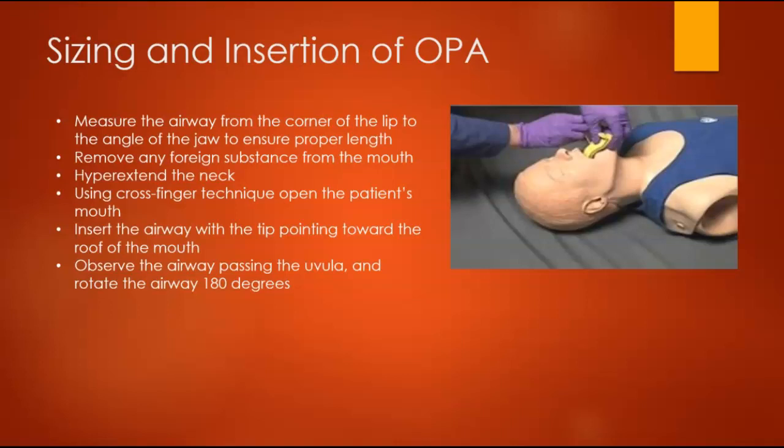You're going to do the same kind of motion to open up the patient's airway. Insert the airway with the tip pointing towards the roof of the mouth. Once you get the airway past the uvula, then you can rotate it 180 degrees. So you're going to insert it upside down. Once you get it into the back of the patient's mouth, that's when you can rotate it into the correct position.